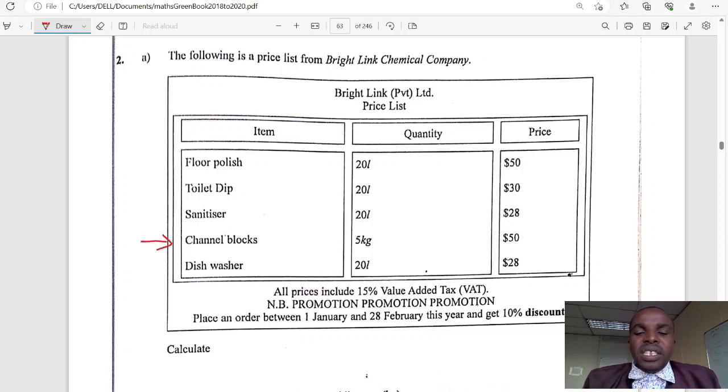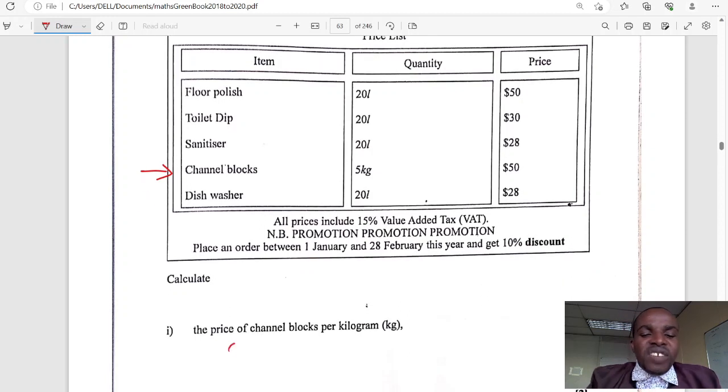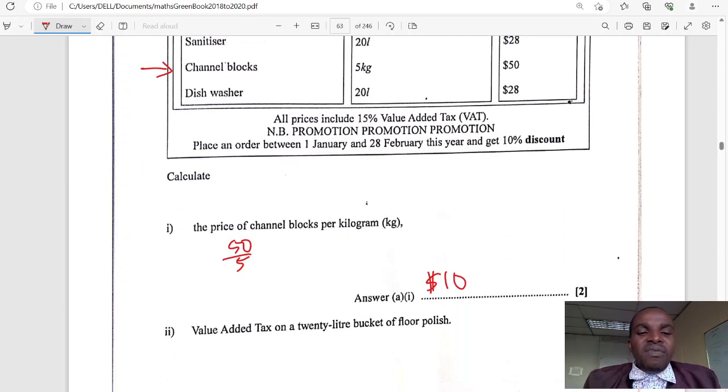They are here. The price is $50. Quantity is per 5 kg. What about per kilogram? You just say 50 over 5. It will be $10 per kilogram. Done.